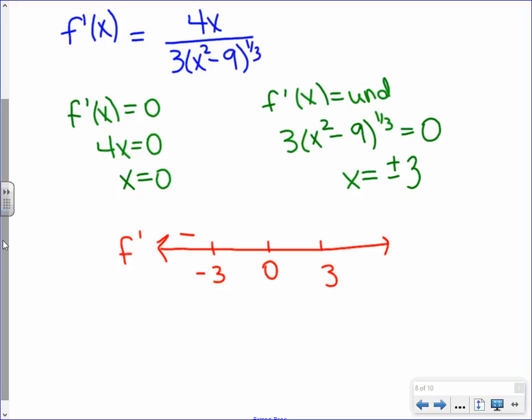Between negative 3 and 0. 0, we can't pick 0. Okay, 0 is a lovely number to plug in, but since it's a critical point, we cannot. So if we plug in negative 1, we'll have negative 4 over... This would become negative, right? And a cubed root of a negative is a negative. So we have negative divided by negative. That interval is positive.